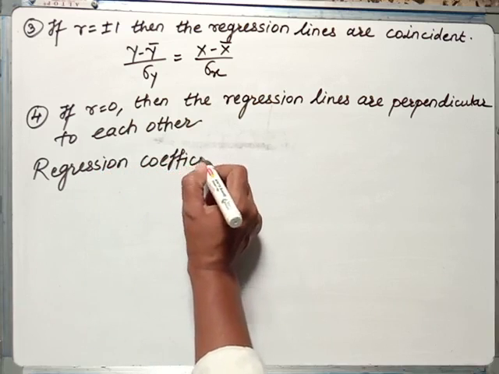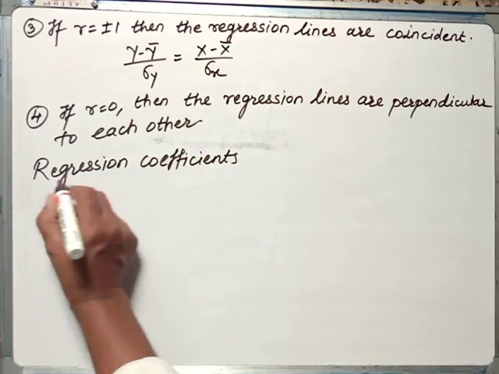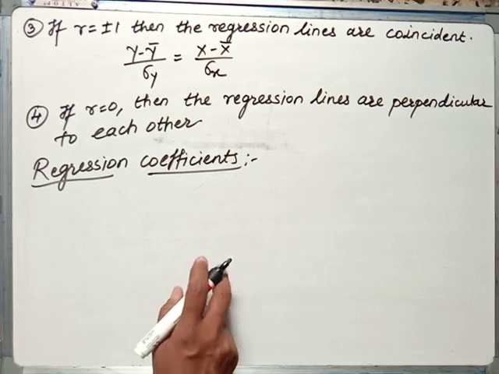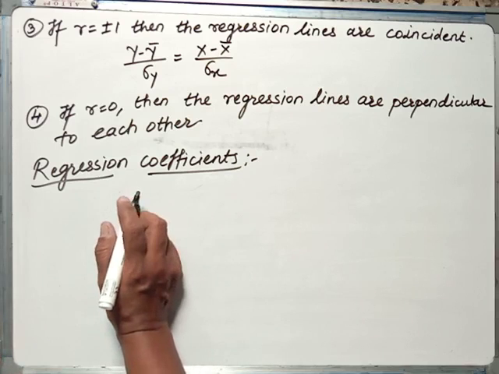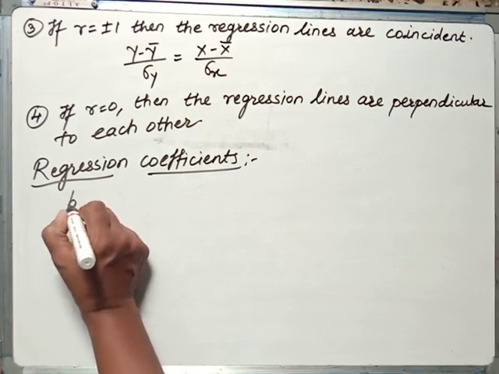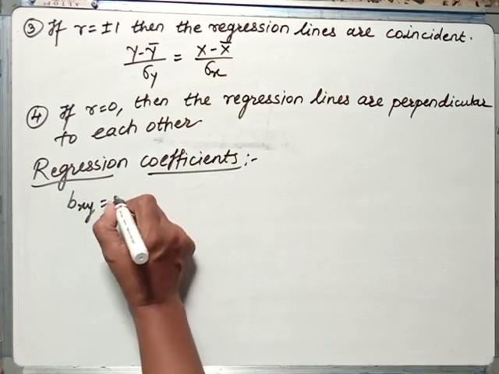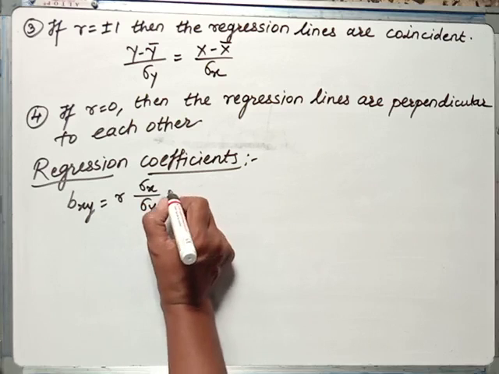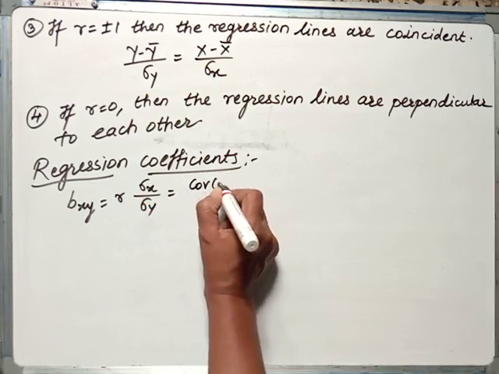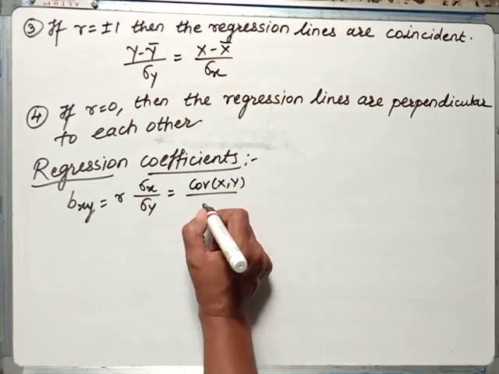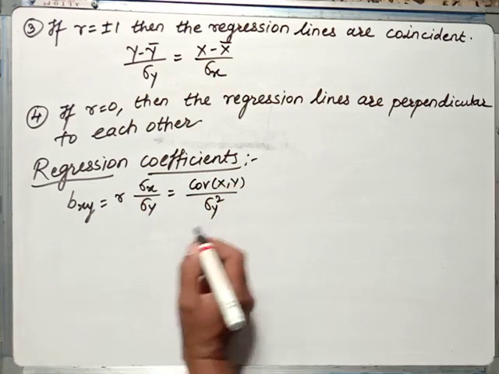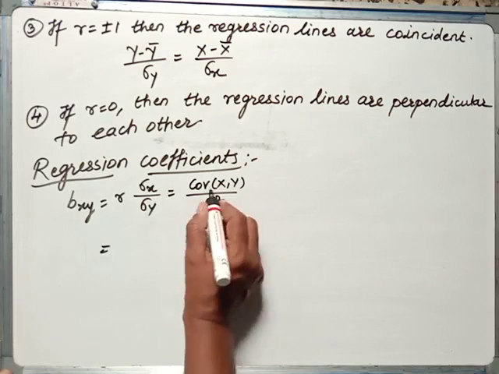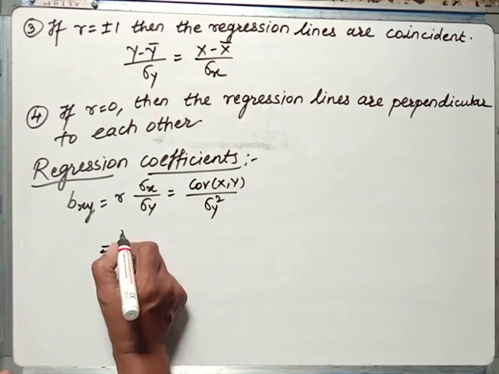Now let's see the regression coefficients. What are the basic results for them? Already you know what regression coefficients are. bxy and byx are the regression coefficients. So here, bxy is r into sigma x upon sigma y, that is the same as the covariance between x and y upon sigma y square, right? So this can be written as the result of covariance.